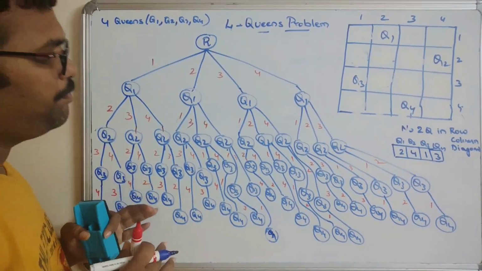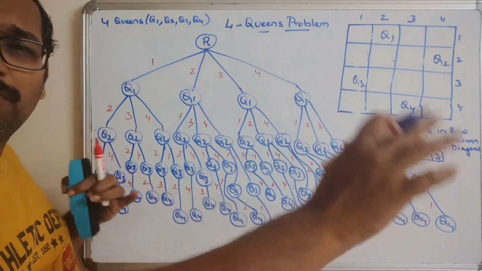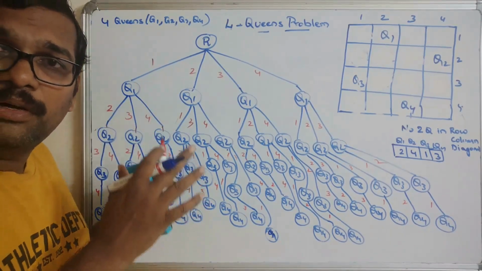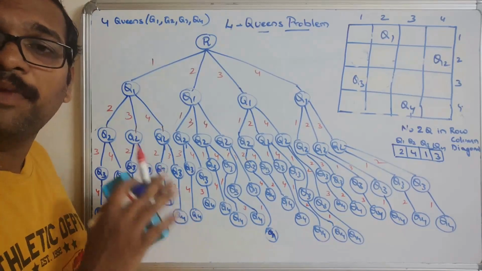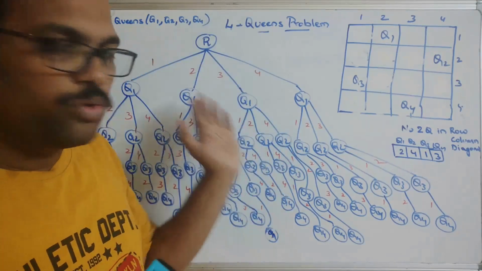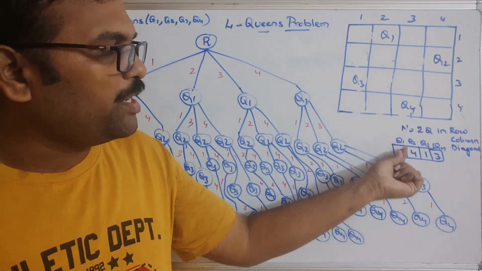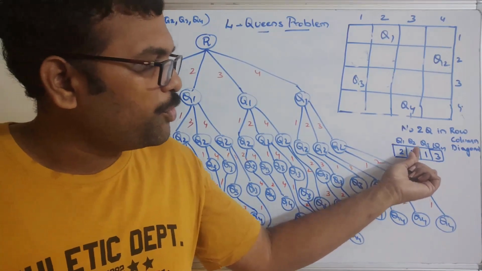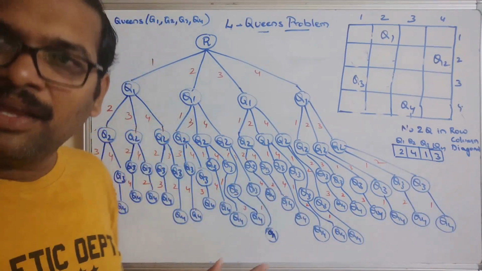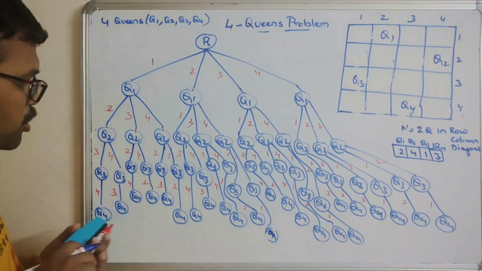See, this is the state space tree for 4 queens. That means these are all the possible paths. Some may have feasible solutions, and some may not have feasible solutions, right? Previously we went through the direct backtracking method and found one solution: placing Q1 in second column, Q2 in 4th column, Q3 in first column, and Q4 in 3rd column gives the arrangement of queens without the attacking mode. But here you can see all the possible paths.